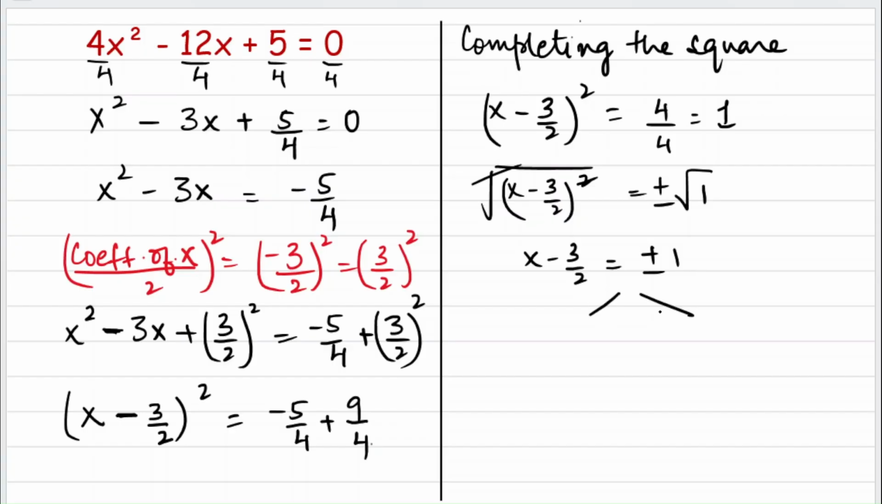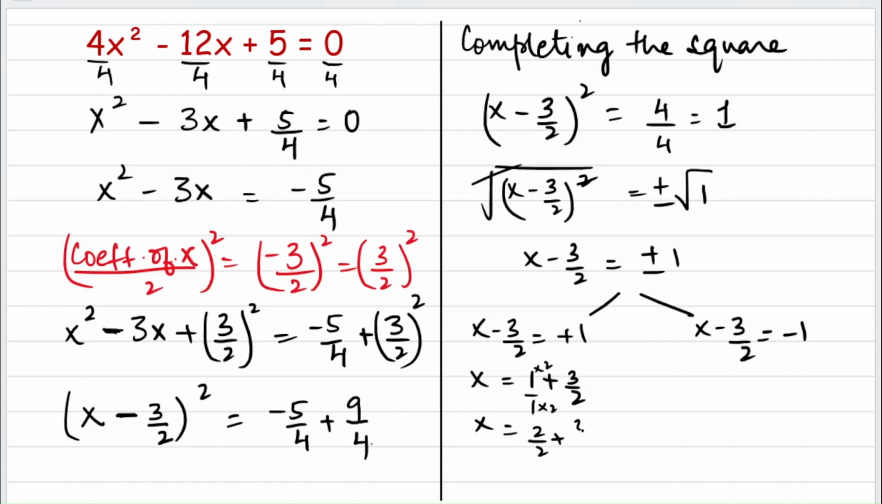This gives me two equations. X minus 3 over 2 is equal to plus 1, and the another equation will be x minus 3 over 2 is equal to minus 1. So there are two possible solutions. Now it will give me x is equal to 1 plus 3 over 2, and it's like 1, and to make it 2, I will multiply numerator and denominator with 2, so it's 2 over 2 plus 3 over 2, so x is equal to 5 over 2. So this is one of my solutions.